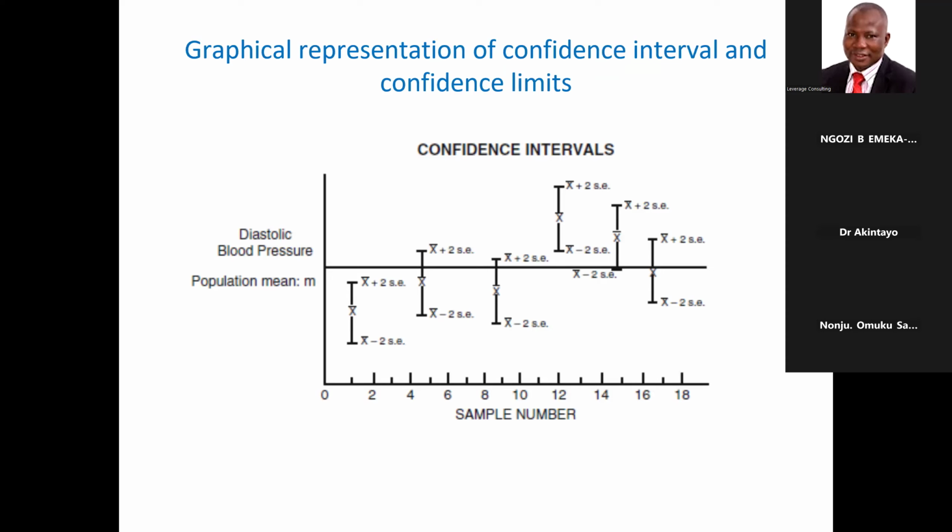This graph is showing diastolic blood pressure. The horizontal line is the mean diastolic blood pressure in the population. Some people took six samples, measured the blood pressure, and calculated the mean and the 95% confidence interval for each of those six samples. How many of these six confidence intervals contain the real parameter, the population value?